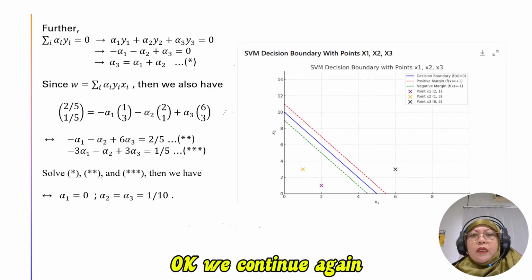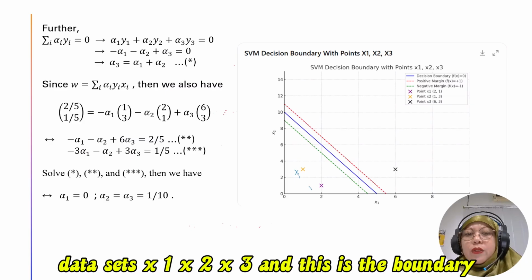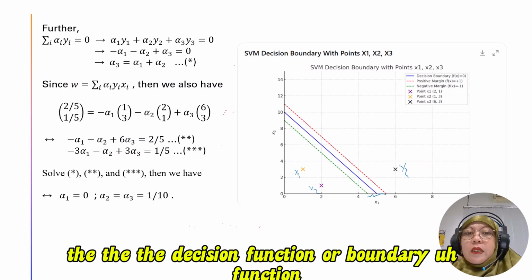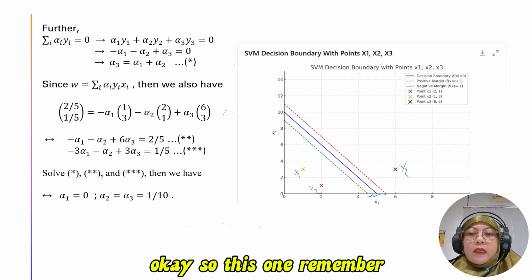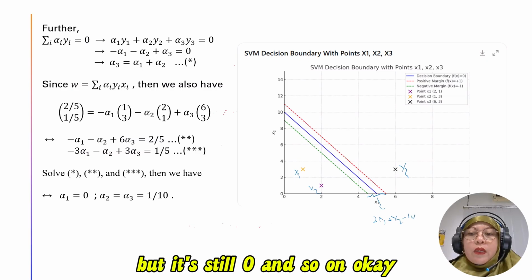Okay, we continue again. So this is the illustration for our data sets here. Data sets x1, x2, x3, and this is the boundary, the decision function or boundary function. Okay, so this one, remember, 2x1 plus x2 negative 10, right? And so on.